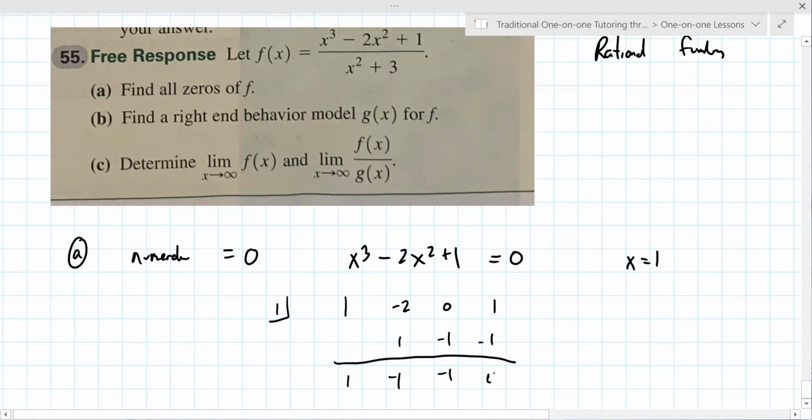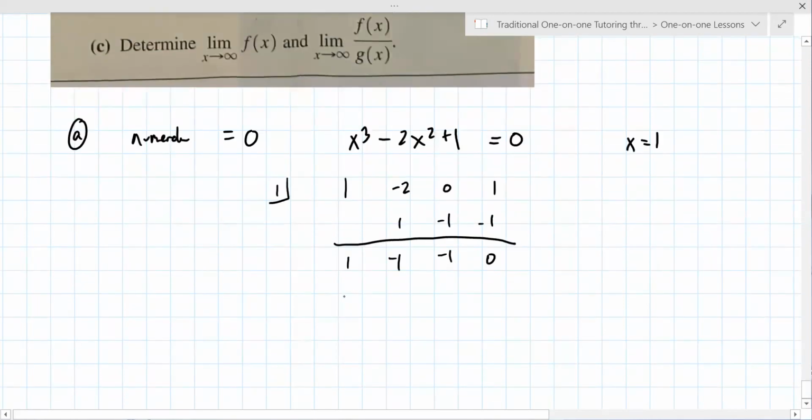-1, -1, -1, 0. So this reduces to x squared minus x minus 1. And this requires the quadratic formula.